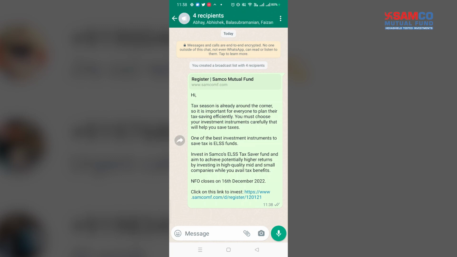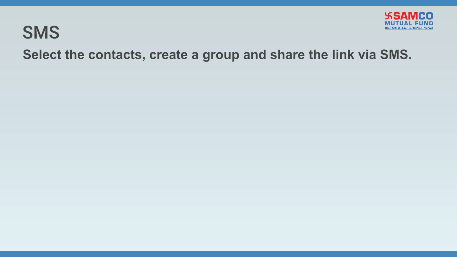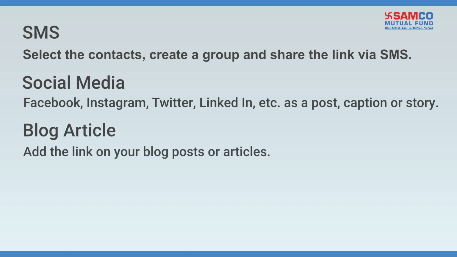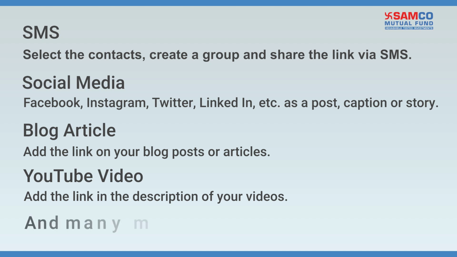Now let's see some more ways that you can use your smart transaction link. You can select your clients from your phone's contact list, create a group and send an SMS containing this link. If you have a social media page or an account like Facebook, Instagram or Twitter, etc., you can share this link as a post and add it in the caption. If you are a blogger, you can add this link in your article for your readers to invest in Samco mutual fund schemes. Let's say if you run a YouTube channel, you can add this link in the description box of your videos. Likewise, there are numerous ways in which you can circulate your smart transaction link in any and every online social media platform.